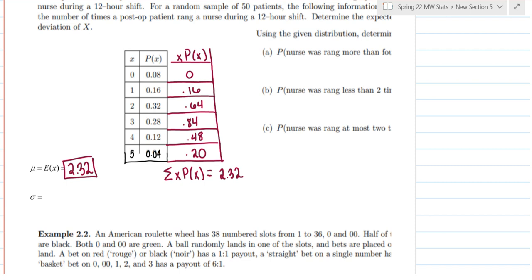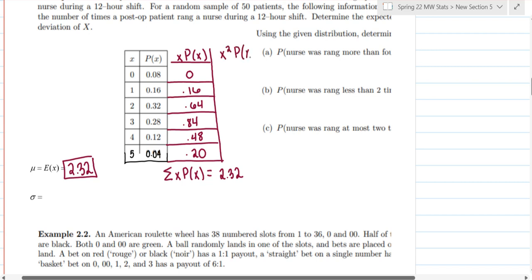Okay, with a standard deviation of, and we'll do the standard deviation. So that will be the sum of x squared times p of x. So we're going to need to do those, and then minus the mean squared. So let's go ahead and do x squared times p of x. We'll get another column here.